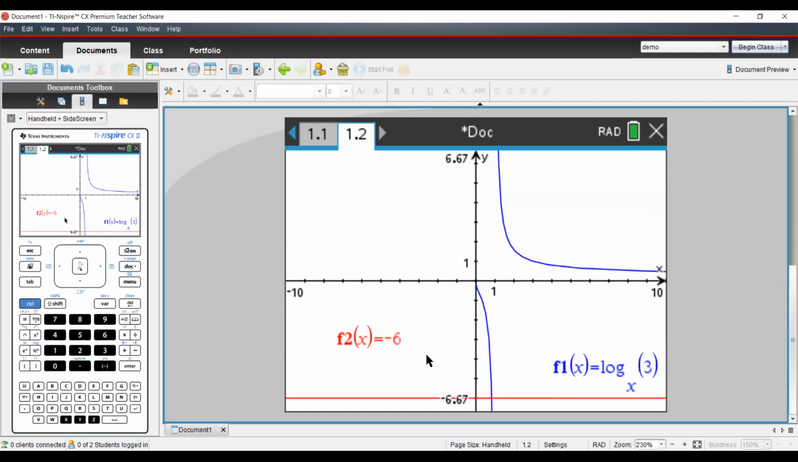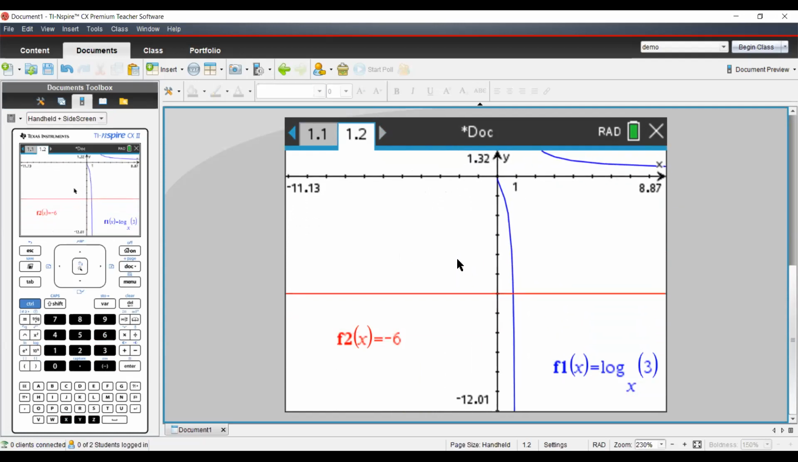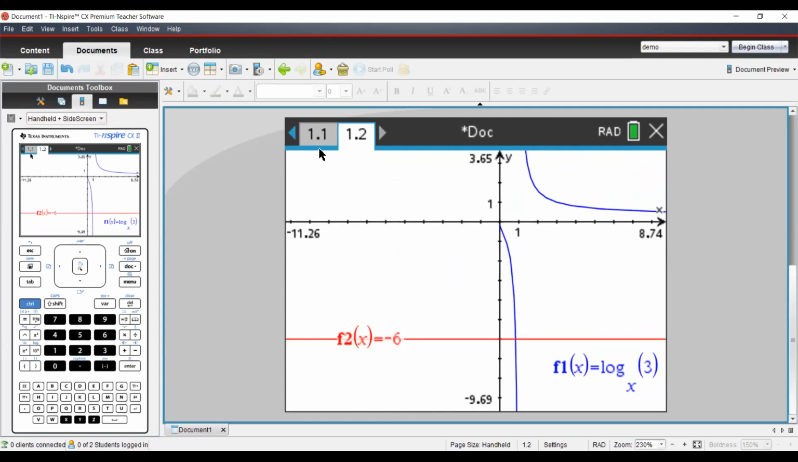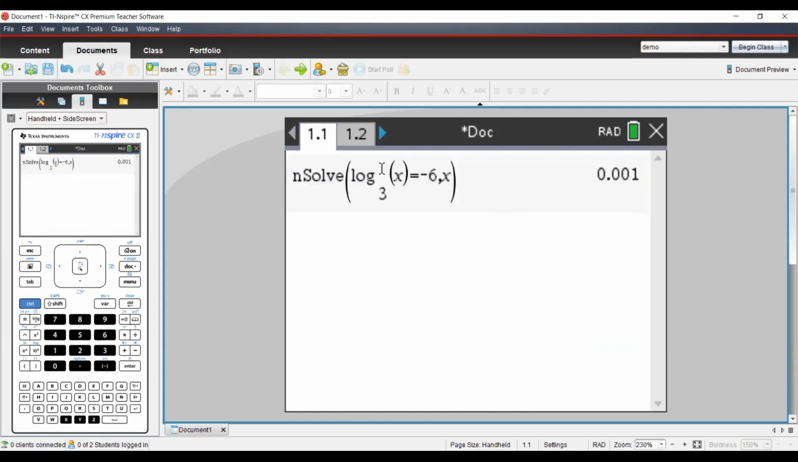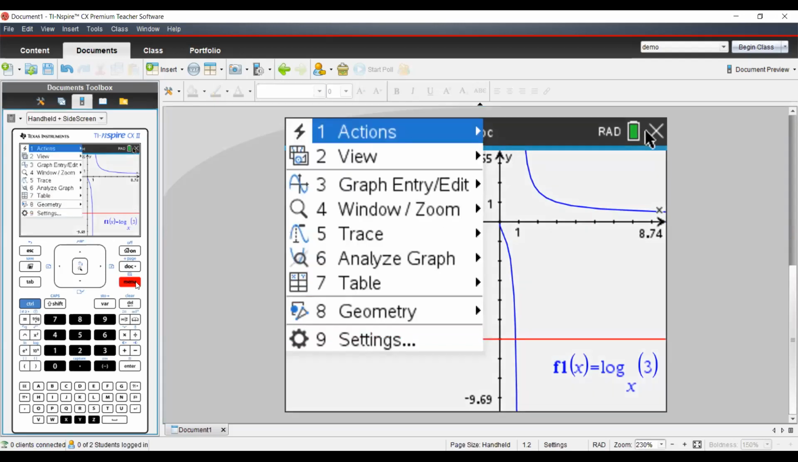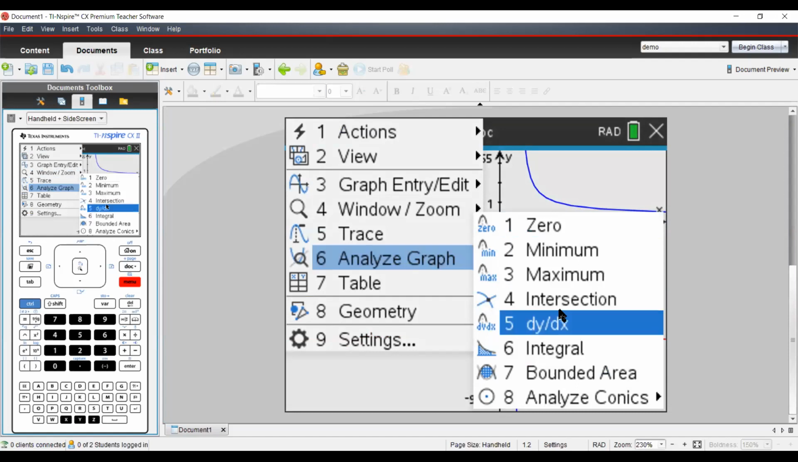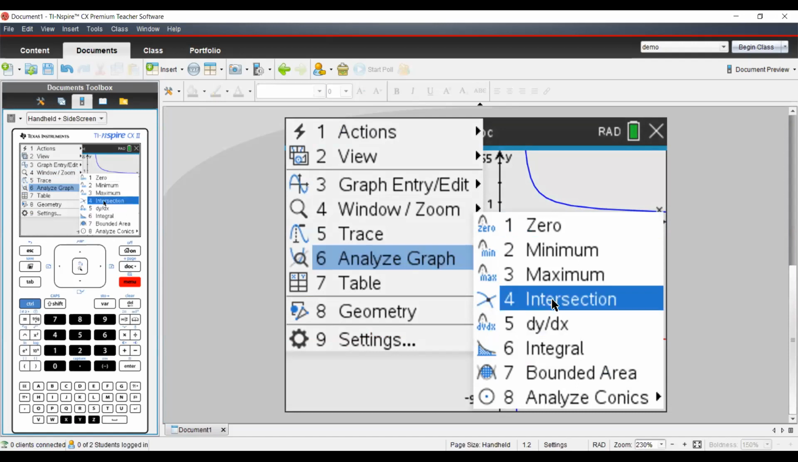So these are the two graphs. We can just move the window according to our convenience. All right. Now we need to find the intersection point between the two graphs. And we see there's this intersecting point. So how do we go ahead and find the intersecting point? Everything you find is under menu. Go to menu, number 6, analyze, and here you have intersection point.